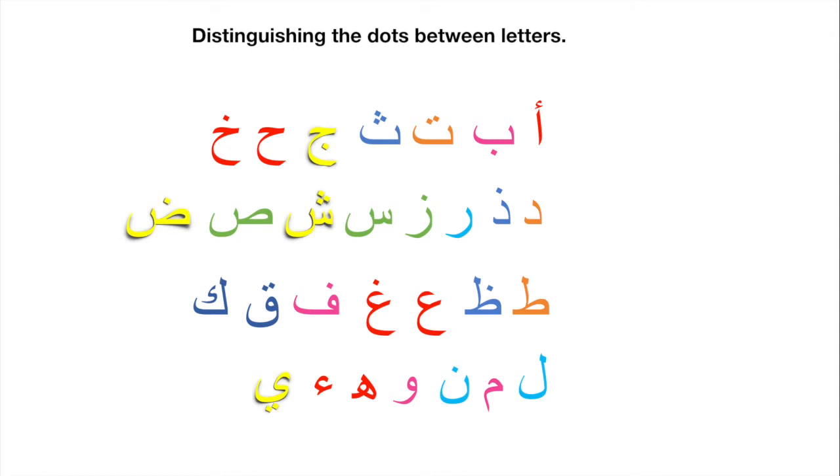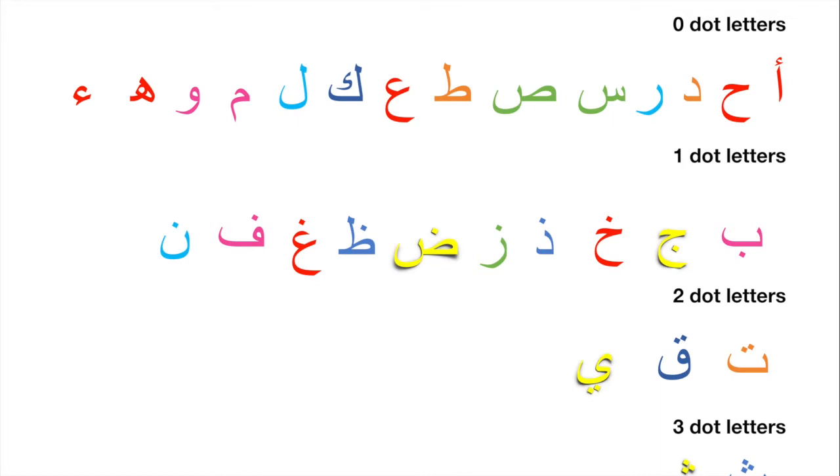So let's rearrange all the alphabet into the respective dots. The first row here has no dots. The second row has one dot each, and the third row has two dots, and the fourth three dot letters. I'm actually going to not mention the no dot letters for the moment because we will be recognizing letters in a future lesson. But for now, let's start focusing on the one dot letters.